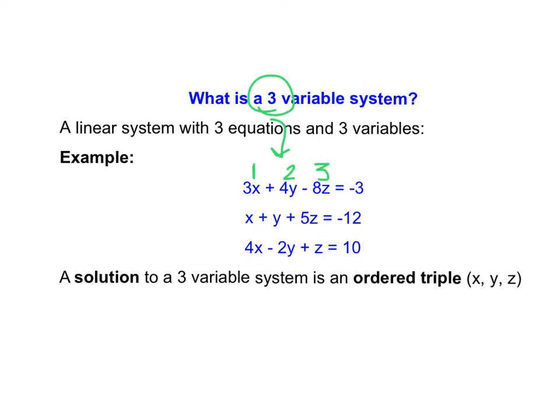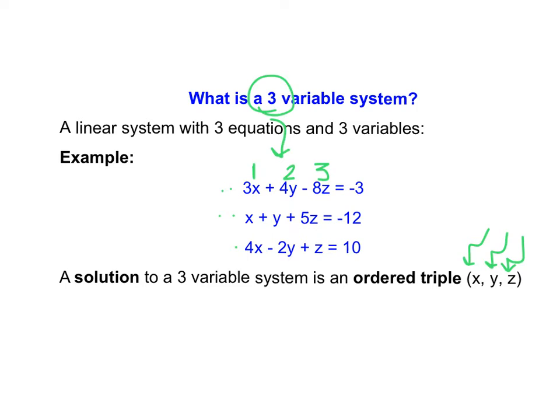Our goal when we're solving a three-variable system is to determine what values of x, y, and z make all three of these equations true. Because we have three different variables, we also have to have at least three different equations to find those variable values.